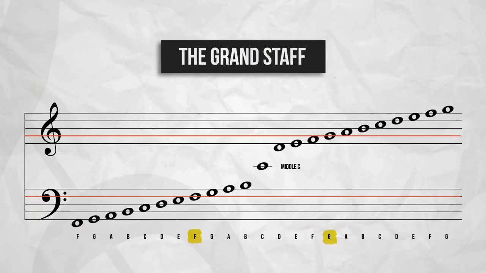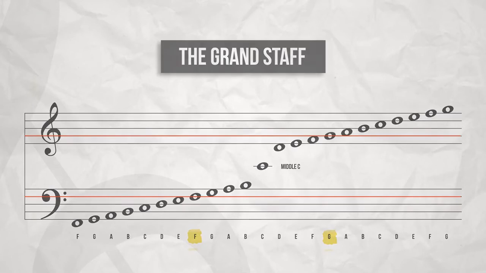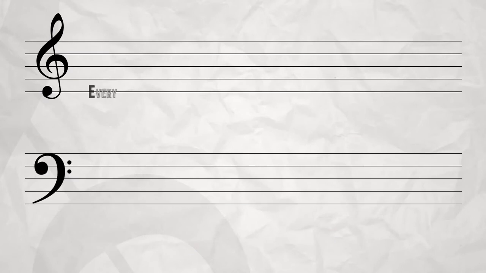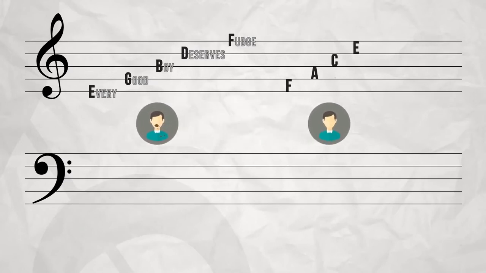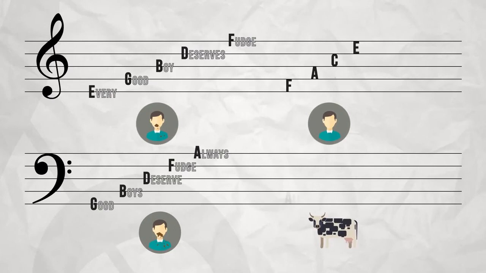But that's a lot of memory work, and some smart music people figured out some acronyms to help you, which are as follows. The lines of the treble clef, every good boy deserves fudge. The spaces of the treble clef, face, F-A-C-E. The lines of the bass clef, good boys deserve fudge always. The spaces of the bass clef, all cows eat grass, moo.